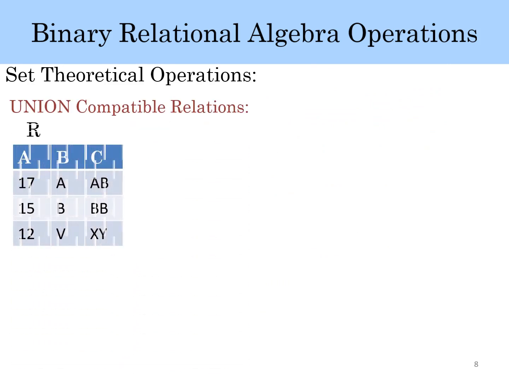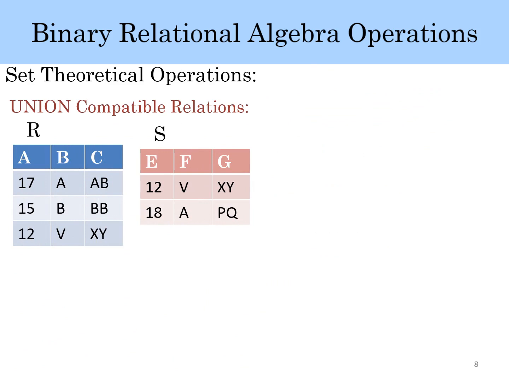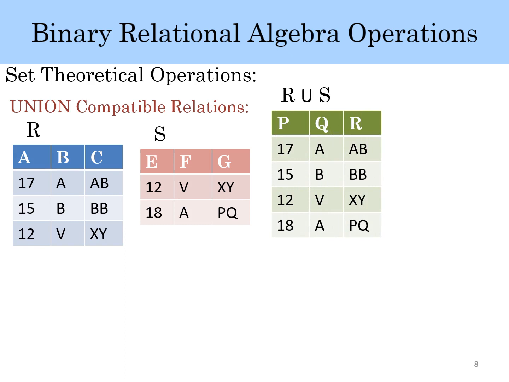Consider two union compatible relations R and S with the same degree and the same corresponding attributes sharing the same domains. Now R union S selects all the rows which are either in R or in S. One row, 12bxy, is repeated in both, it's common in both, that is also taken but counted only once. Next one is R intersection S. This selects only those rows which are there in both the tables R and S.